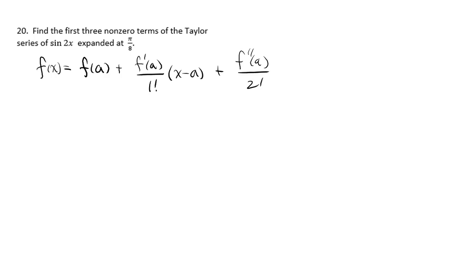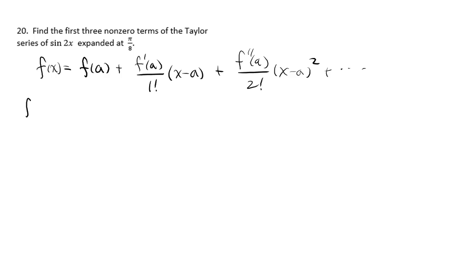Okay, find the first three non-zero terms of the Taylor series for sine 2x expanded at pi/8. This one, you really need the formula, which is that f of x is f of a plus f prime of a over 1 factorial times x minus a, and then f double prime of a over 2 factorial times x minus a squared, and so on and so on. Now, since it says first three non-zero terms, hopefully none of these are zero, and we will just use this. Okay, so for our case, we need f prime and f double prime.